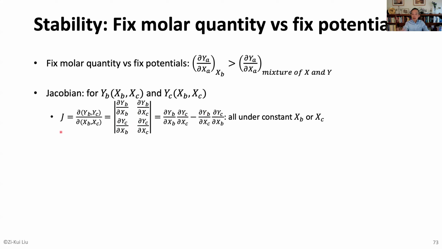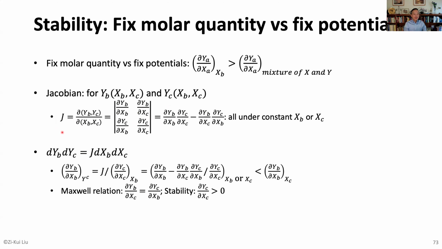So it's all under constant XB and XC. When you take the derivative with respect to XB, the other X is constant. So all molar quantities are kept constant in our case here. So the relation is that the differentials dYB and dYC are equal to the Jacobian matrix times dXB and dXC. So we want to prove this relation, so we need to solve this one and compare that one.